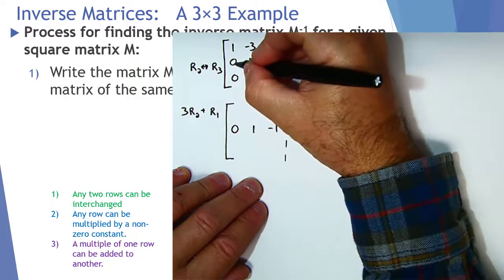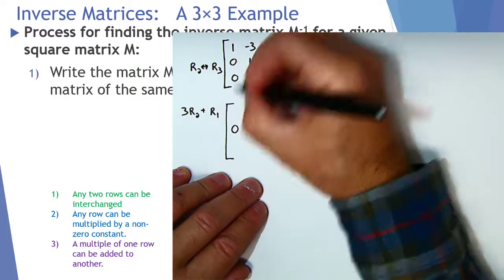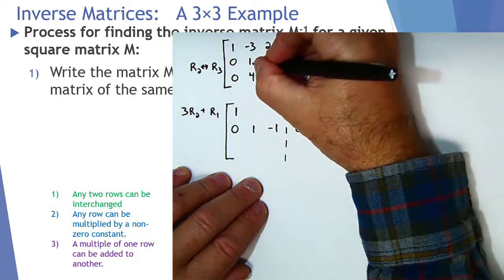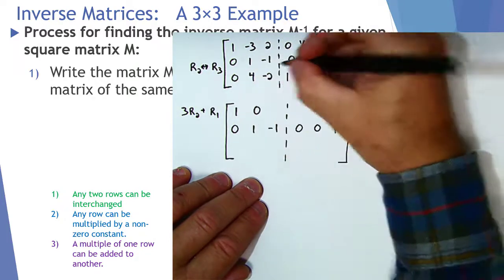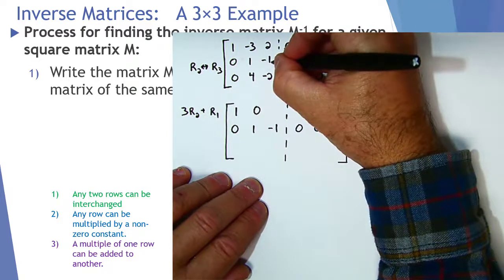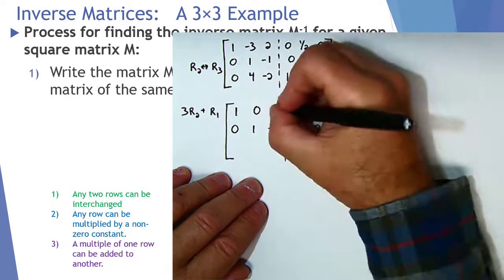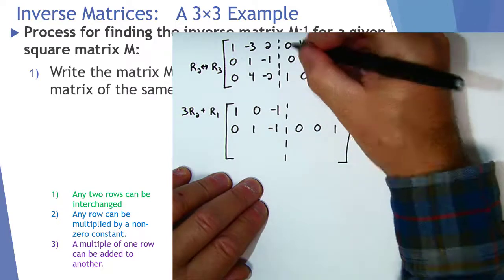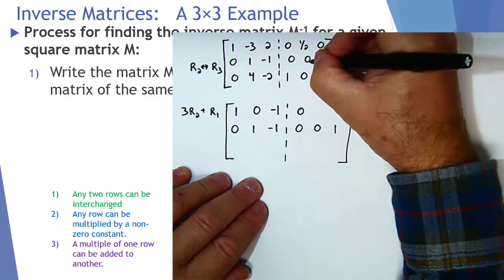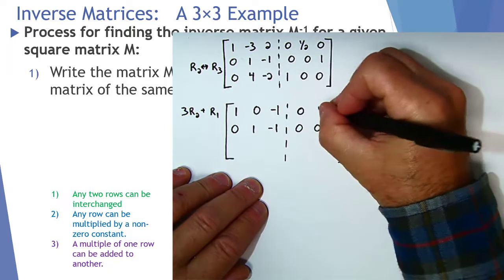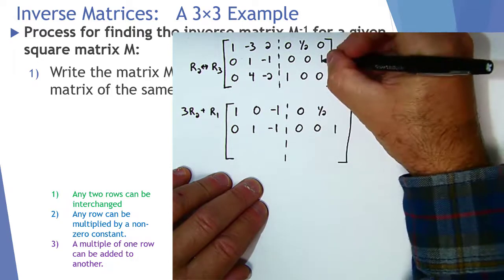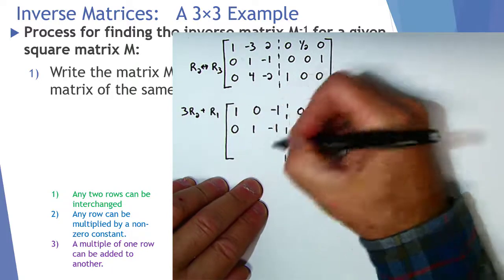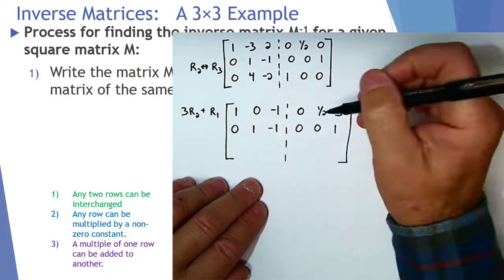So 3 times this row 2 entry is 0 plus 1. That doesn't mess up the 1 that we wanted. 3 times 1 plus -3 is 0. 3 times -1 is -3, plus 2 is -1. 3 times 0 plus 0 is 0. 3 times 0 plus 1/2 is 1/2. And 3 times 1 plus 0, that's 3. That looks good, and you can see we're starting to get our identity matrix over here.